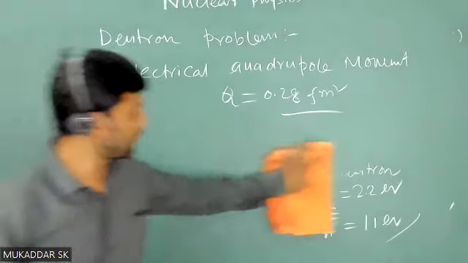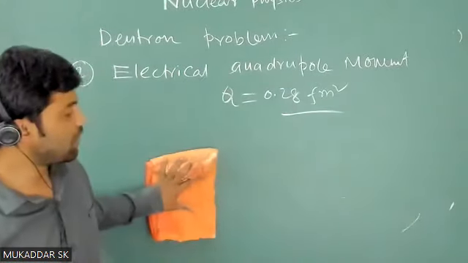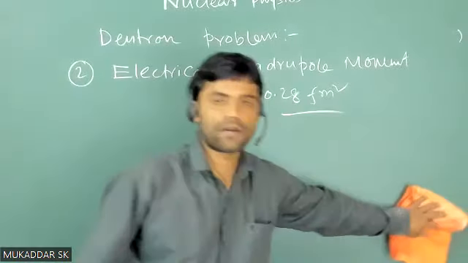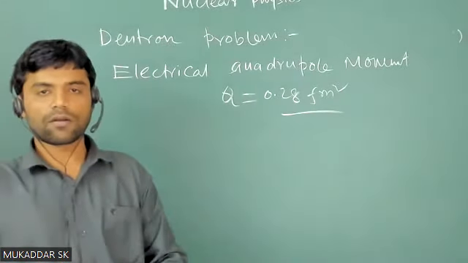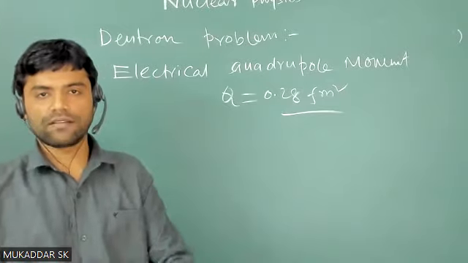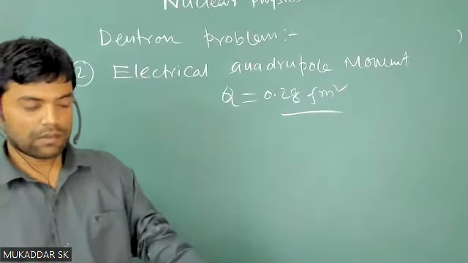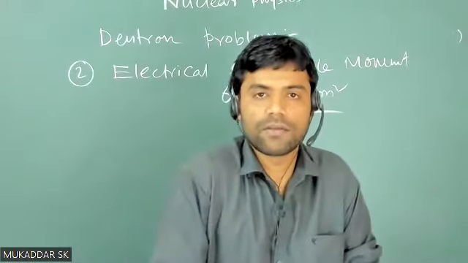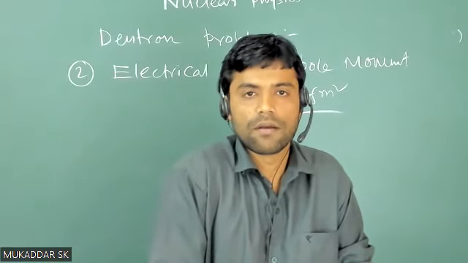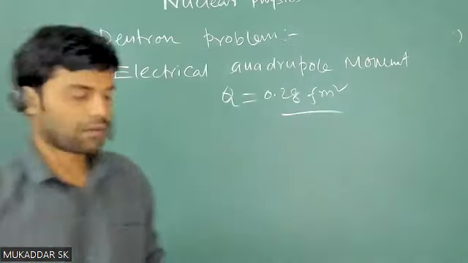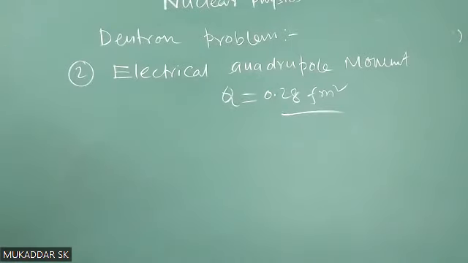So what I can say is that the shape of the deuteron nucleus is not actually a perfect sphere, but it will be roulette shaped. The nucleus shape of deuteron is not a sphere, but roulette shaped.